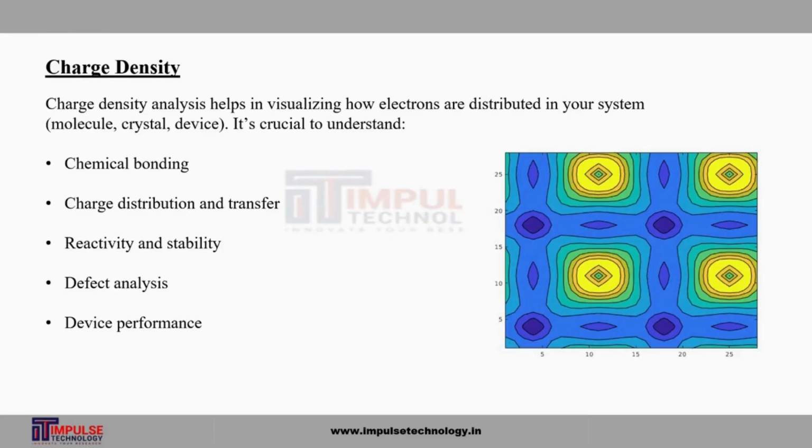When we talk about charge density, it basically refers to how electrons are distributed in your system, like a molecule, crystal, or device, and helps to understand chemical bonding, charge distribution and transfer, reactivity and stability, defect analysis, and device performance. In density functional theory software like NanoDcal, charge density, also called electron density, is a central concept because it serves as a fundamental quantity that DFT uses to describe the electronic structure of a material.